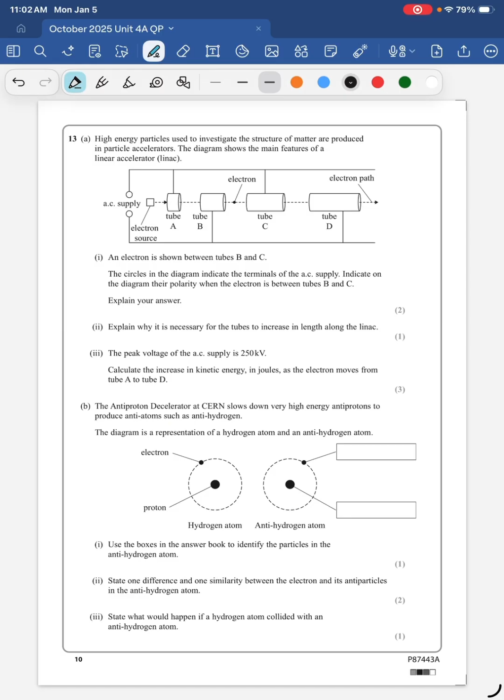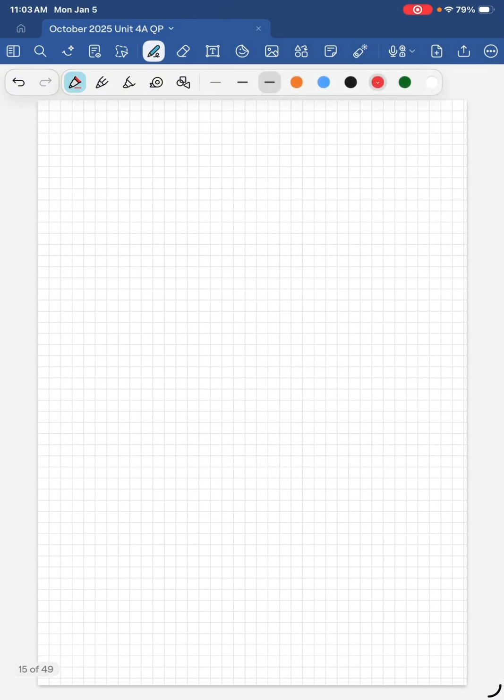Part 1, an electron is shown between tubes B and C. The circles in the diagram indicate the terminals of the AC supply. Indicate on the diagram their polarity when the electron is between tubes B and C. Okay, so I'm going to write it on the picture we have here, and I'm going to explain. So the polarity is going to be negative on tube B and positive on tube C. Okay, and I'm going to write the explanation in a clean page. So this is part A and part 1.